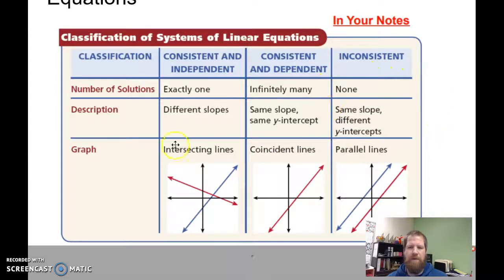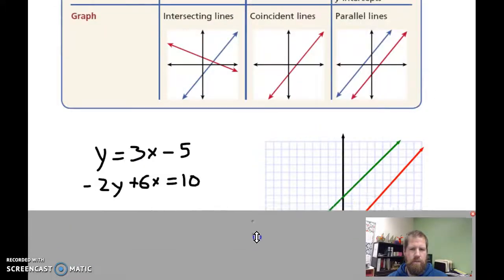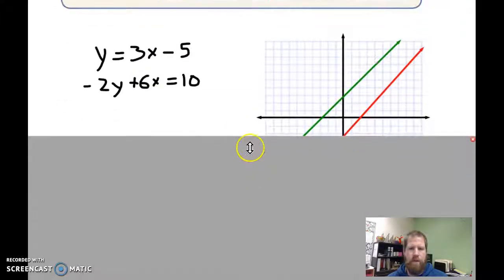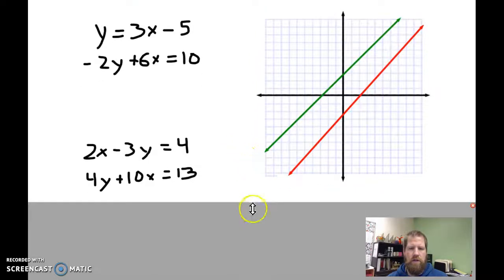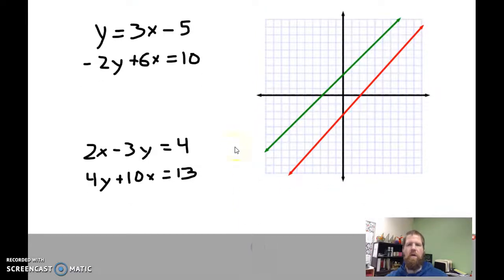Okay, if you haven't gotten all this, go ahead and pause the video, make sure you get that down, and then we'll go on to the next step. All right, so now instead of looking for solutions, all we're looking to do is classify the system. Okay, when I have a graph, it's usually pretty easy to recognize the three different types of systems.